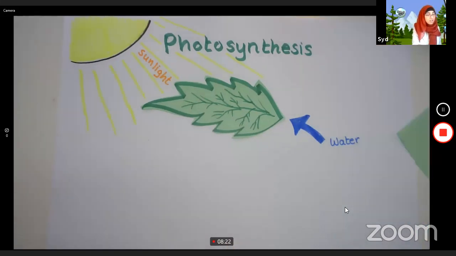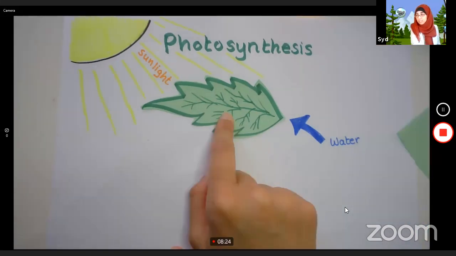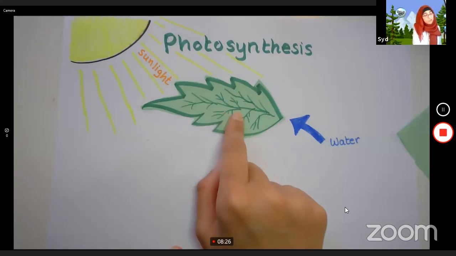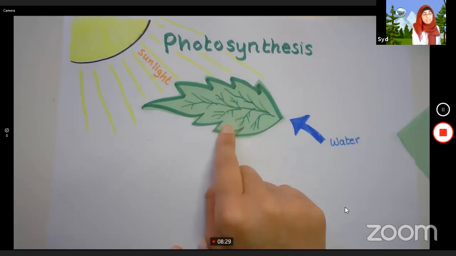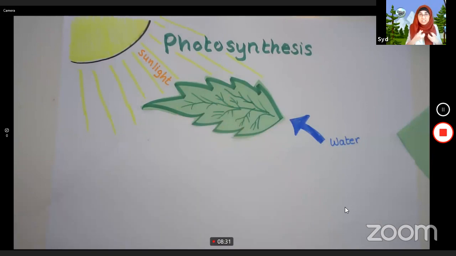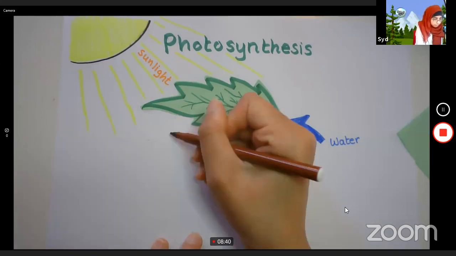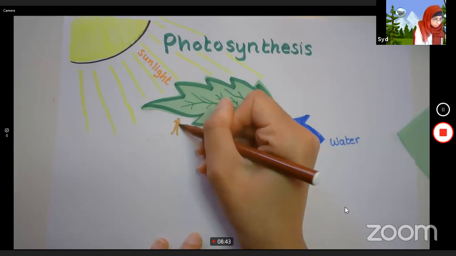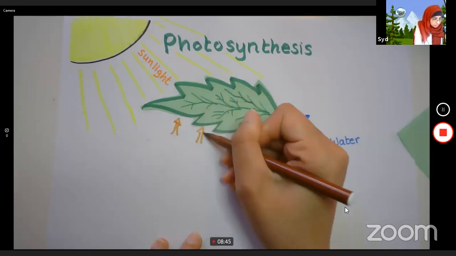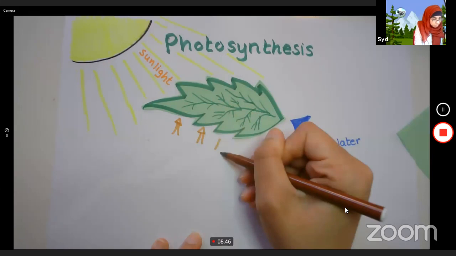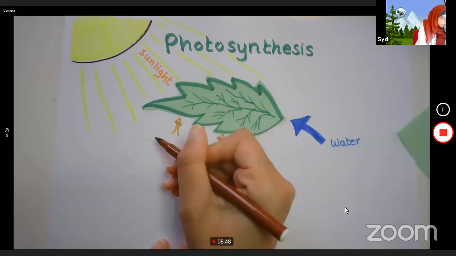So carbon dioxide enters the leaf. Okay, so it diffuses in from the air and it goes into the leaf, and the cells need that to produce photosynthesis. It's one of the core ingredients. So we're going to draw arrows here to show carbon dioxide going in, being diffused.